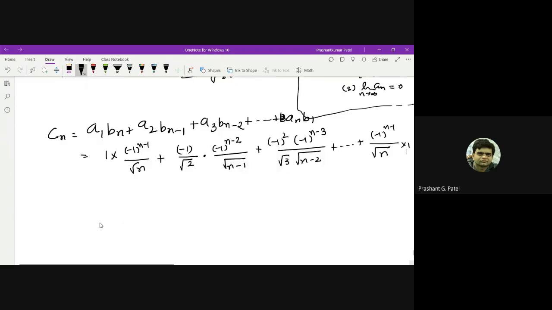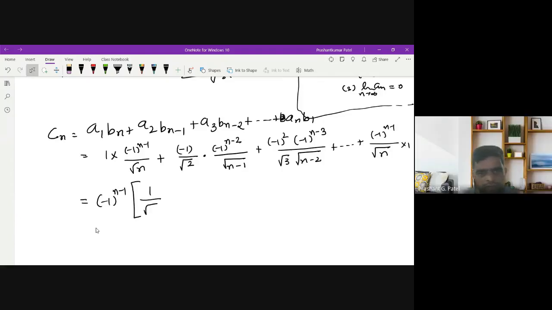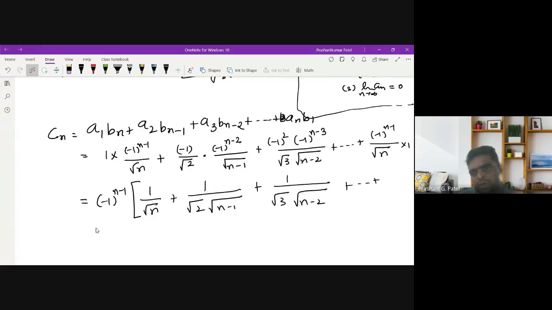And if you combine all of them, then you can observe that in the numerator minus 1 raised to n minus 1 is common, and the rest of the things we can have are 1 upon root n plus 1 upon root 2 into root n minus 1 plus 1 upon root 3 into root n minus 2, up to and so on, 1 upon root n. If I take the modulus on both sides, then this minus 1 raised to n minus 1 will go away. I can say this is greater than 1 upon root n plus this quantity, 1 upon root n into root n.